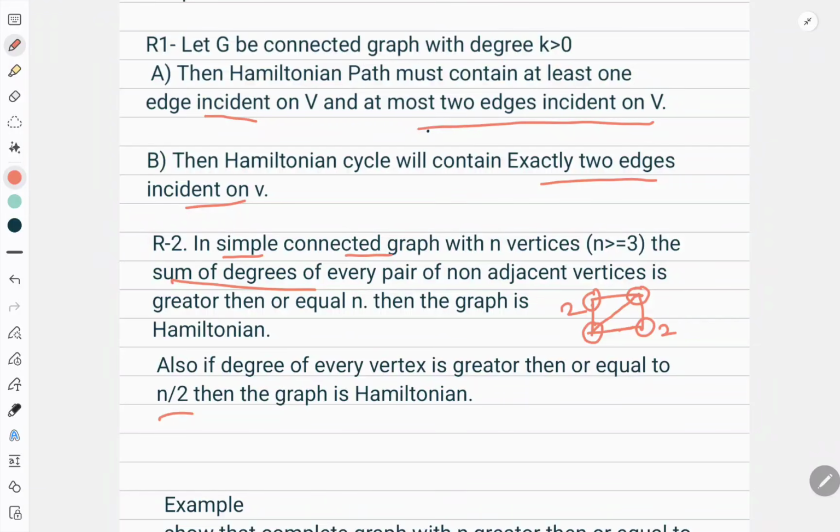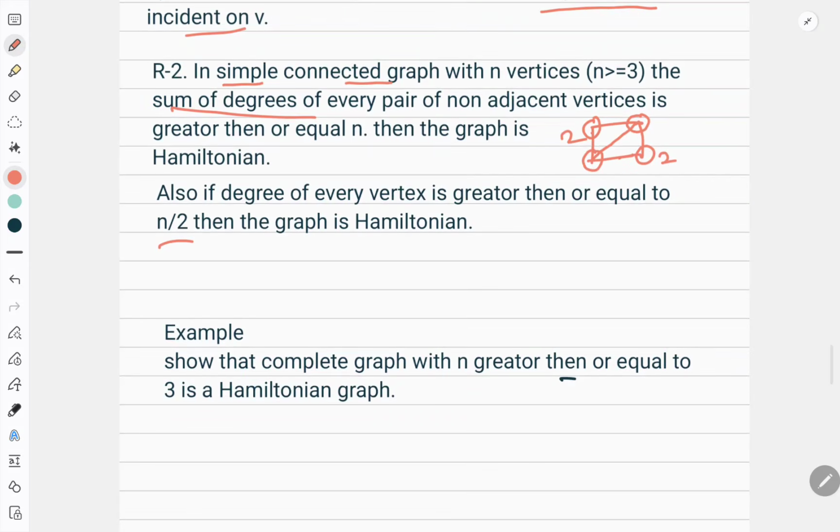Questions are not that important, but okay, we need to learn them. One question is very important. Show that the complete graph Kn, where n is greater than or equal to 3, is a Hamiltonian graph.